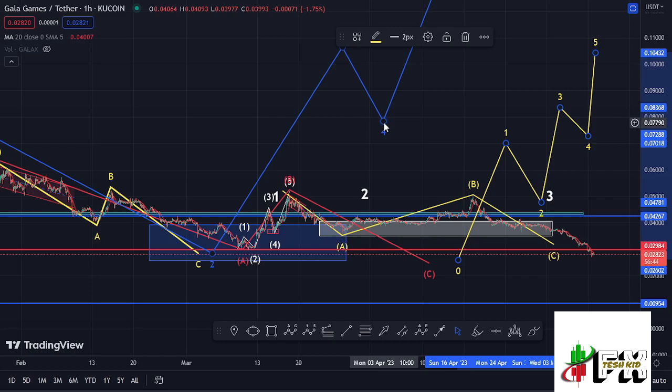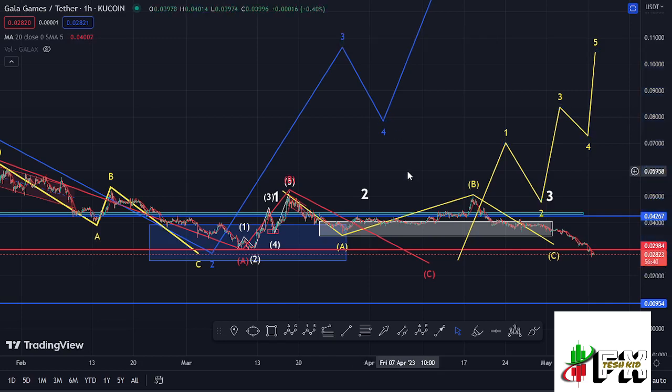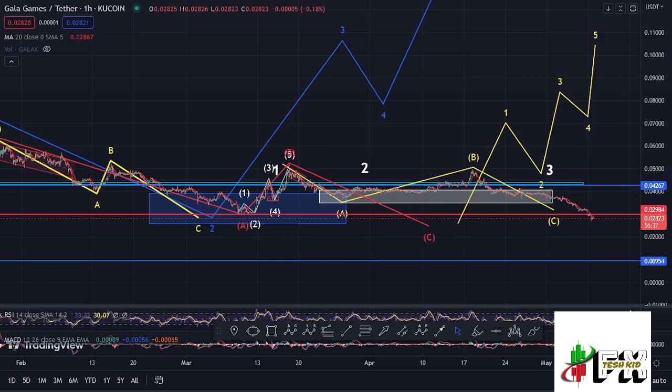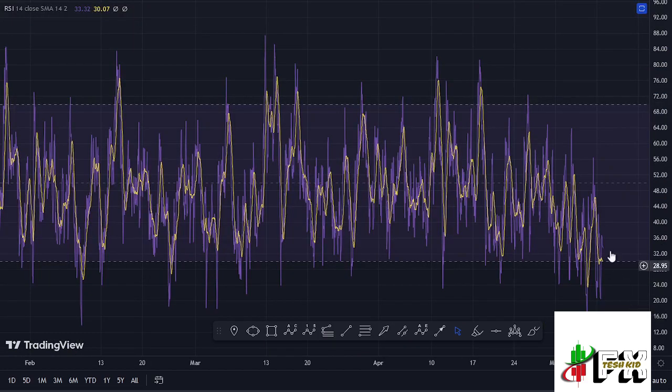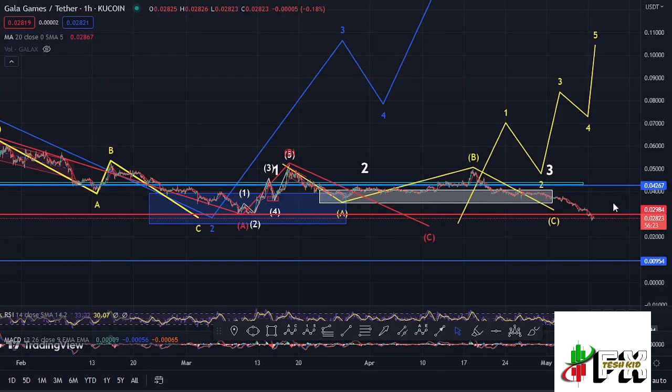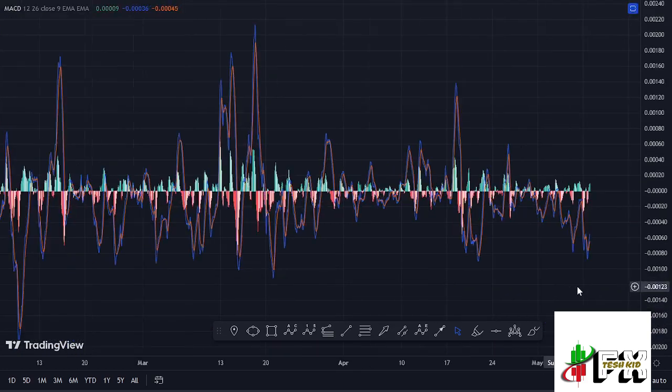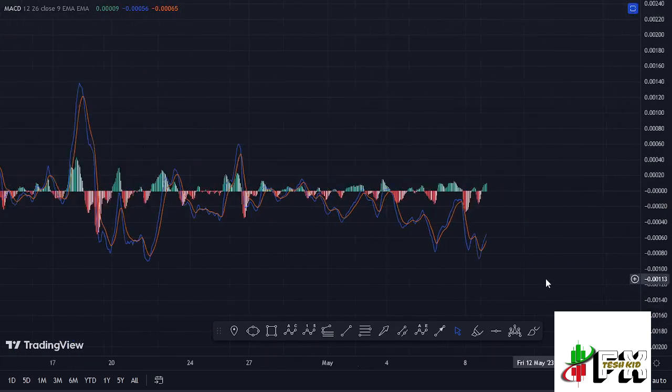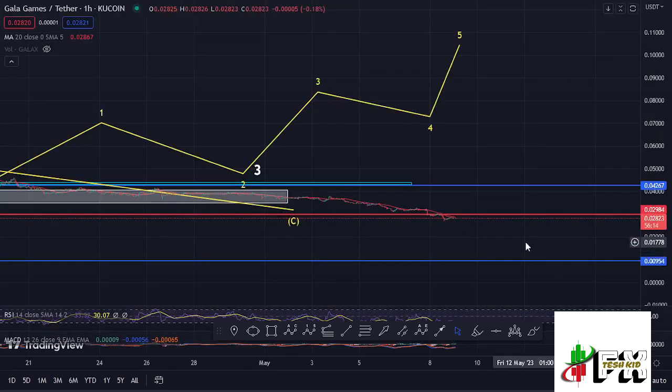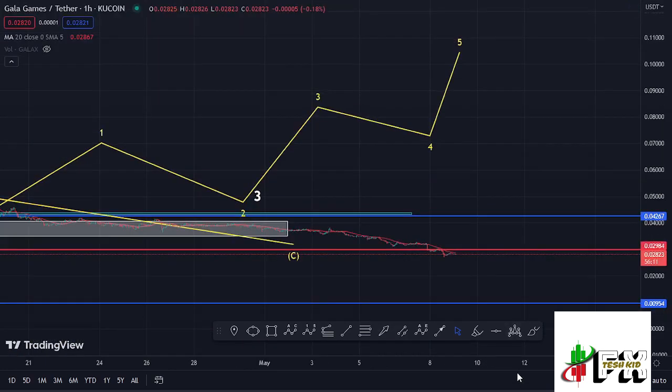So that is what I'm expecting here on the Gala Games chart, on the short-term scenarios, and also on the long-term point of view. And also taking a look at the indicators on the RSI, we are trading at around the 33 mark, meaning we have massive room for us to fully support higher prices, but in case further breakdown continues, that will still be supported on the RSI. Also taking a look at the MACD, we have been able to print a bullish cross, fully supporting higher prices. So let's be patient and see how that plays out, and I'll be keeping you updated.